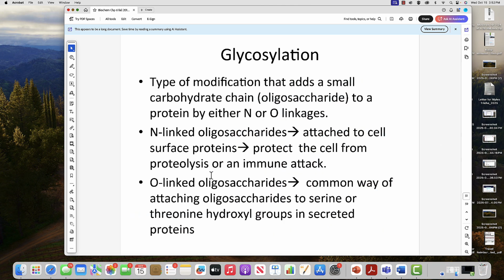Okay, so what is glycosylation? Glycosylation is where you add a small modification of a carbohydrate chain to a protein, whether it's N or O linkages, which we learned about in chapter 5. And so an N-linked oligosaccharide attaches to a cell surface protein, and it can protect the cell from proteolysis or an immune attack. If you have an O-linked oligosaccharide, that's, let's say, attaching oligosaccharide to serine or threonine, it can help with secreted proteins.